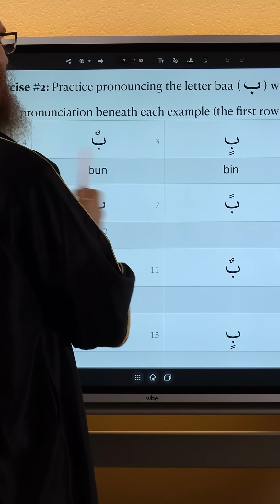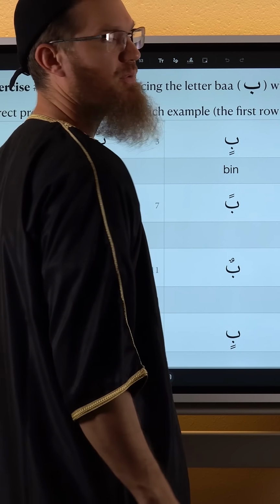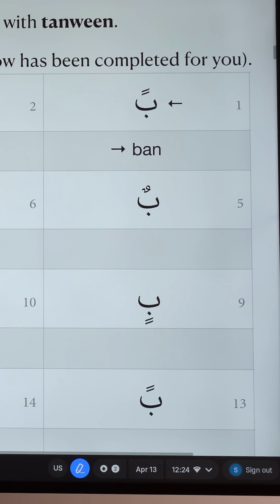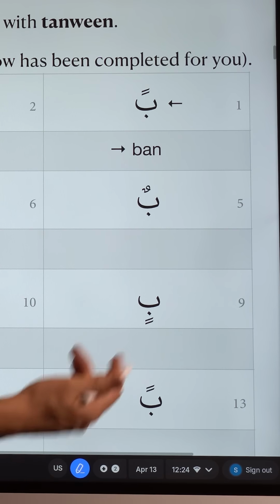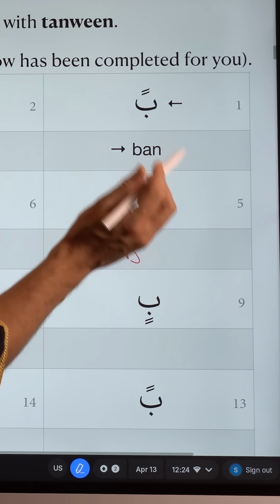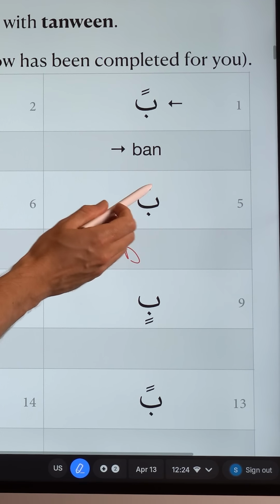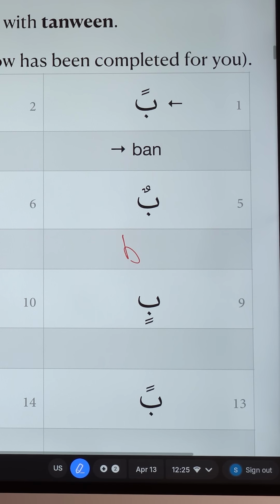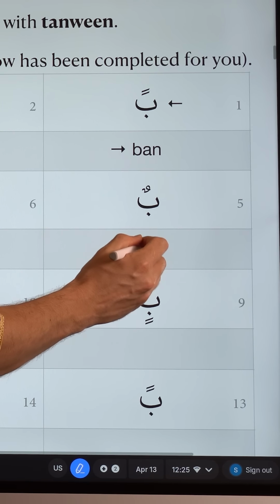So the first row was completed for us, but let's go to number 5 and see if we can do this ourselves. Step number 1, identify the letter. This is the letter ba, which sounds like the English B. Then we look at the haraka. Now we see that this is a dhamma. It's a loop, which sounds like the English U, oo.